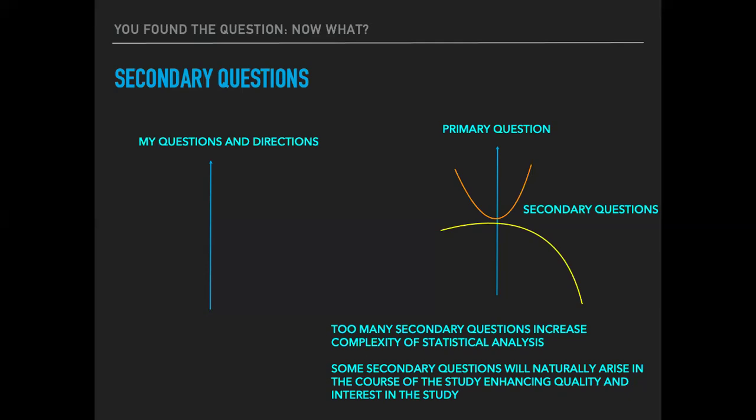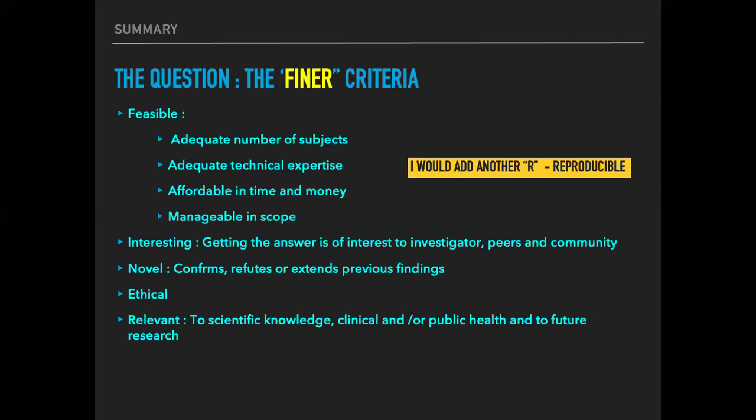So there would be primary and secondary questions which should come up in your research, as I had mentioned in the example. And there are a few mnemonics attached to a research question, like FINER is one of them. I've already talked about this, we'll just repeat it. F is for feasibility: adequate number of subjects, adequate technical expertise, adequate infrastructure, affordable both in time and money, and manageable in scope. This is a very, very important thing to do before we get on with the research.